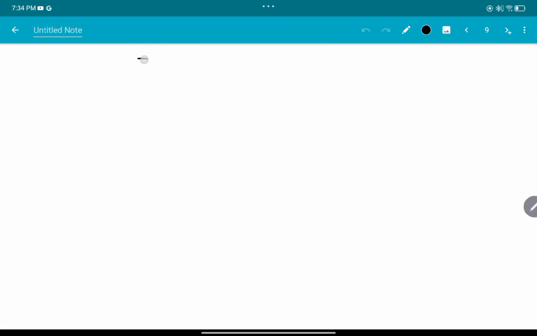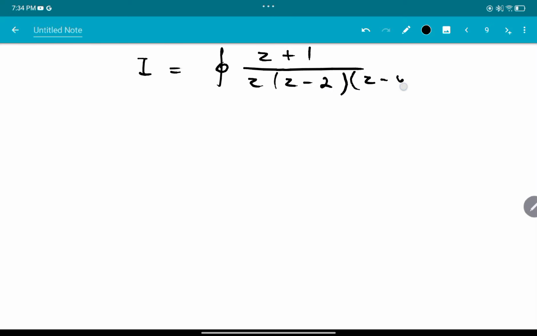Suppose I have this integral. It is the integral of (z plus 1) divided by z into (z minus 2) into (z minus 4) whole cube dz. The moment I look at it, I am convinced that I will have to use not Cauchy's integral formula, but the generalized Cauchy's integral formula. Let me keep that written again here on this side.